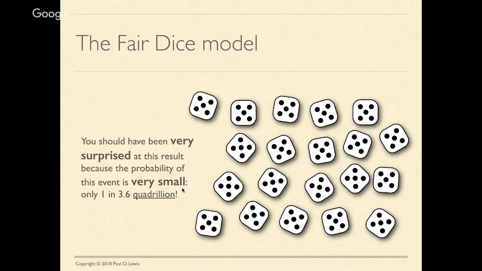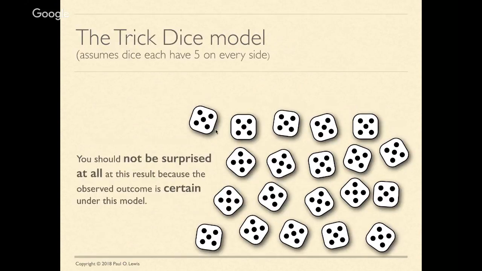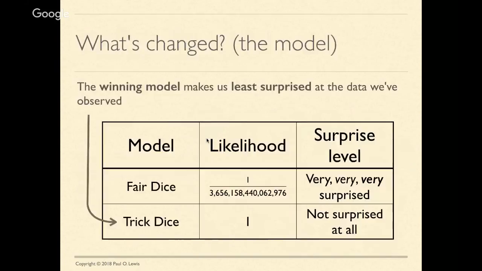So this is assuming that you have a fair dice model in your head. If you change the model in your head to a trick dice model, and now assume that each die has 5 on every side, then suddenly you're no longer surprised at all. The observed outcome is now certain, and you're not surprised at all that you would see every die coming up 5. So there's a relationship between the probability of observed data under a particular model and how surprised you are, or should be, at seeing those data.